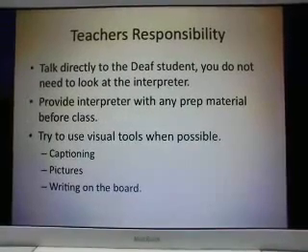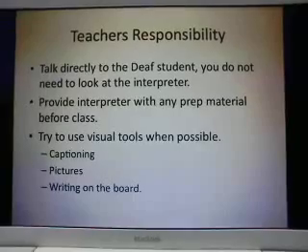Teachers' responsibilities. Teachers should talk directly to the deaf student.